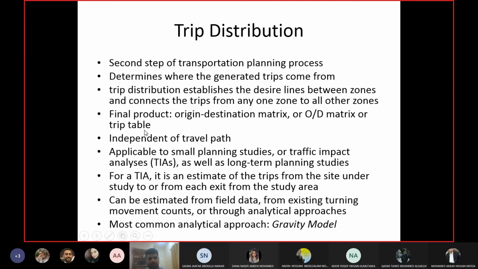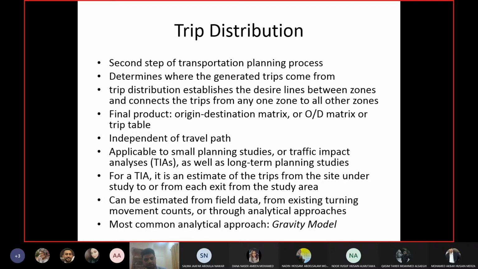Okay, so origin destination matrix, OD matrix, or trip table are names for the same table. Same matrix. This is the final product of trip distribution. In the origin destination matrix you can see how many trips there are between one zone and the other. This origin destination matrix is independent of travel path because that will come in the last stage.